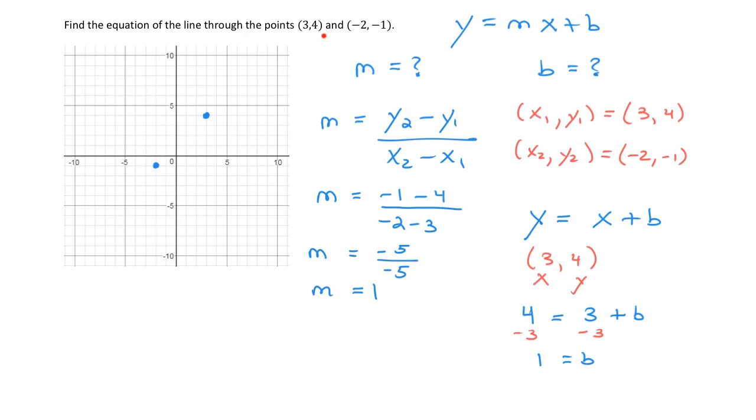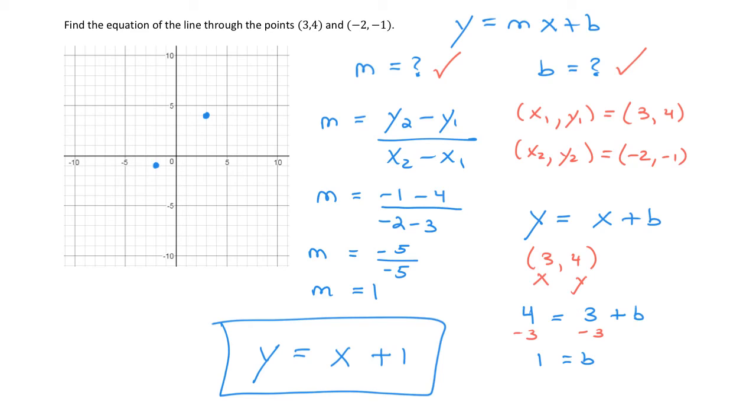By using the point 3, 4 in this equation where I figured out the slope, it allowed me to solve for the only thing I did not know, which is b. And we got that it is equal to 1. So I know the value of the slope. I know the value of b. If I put that all together, I get y is equal to 1 times x plus 1.